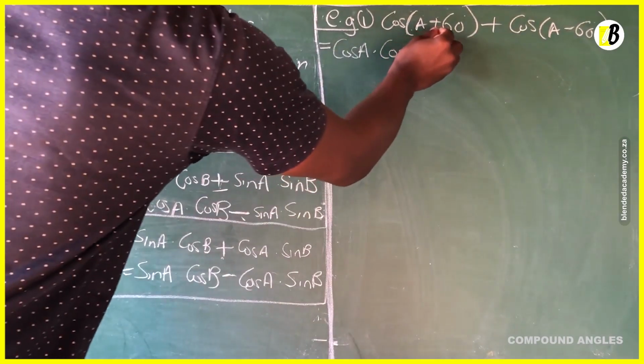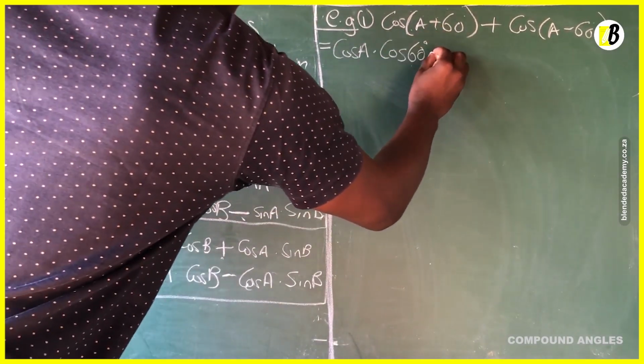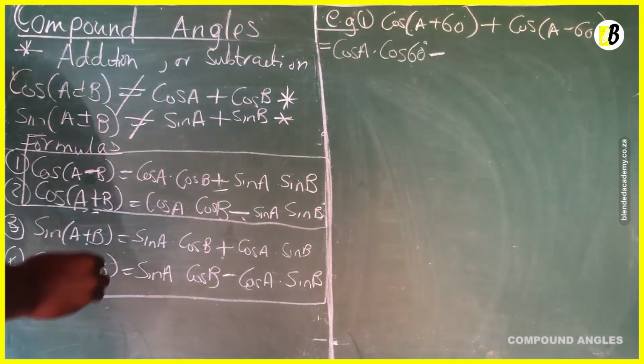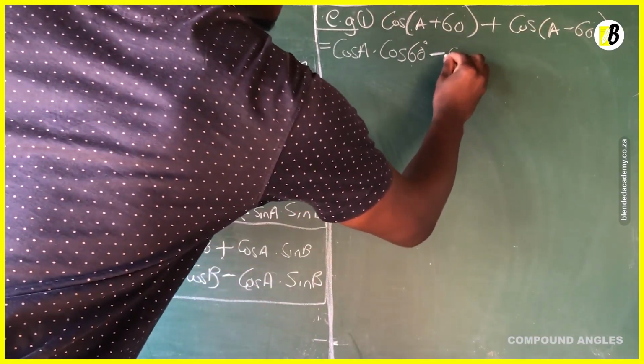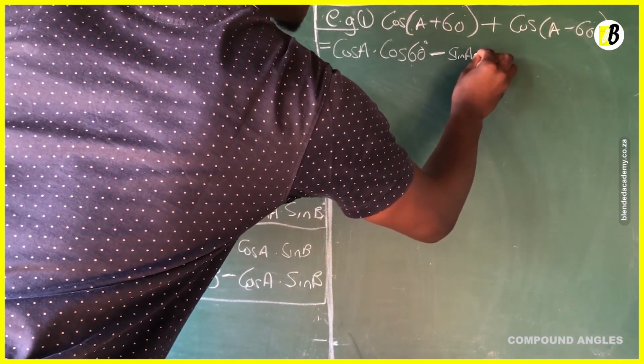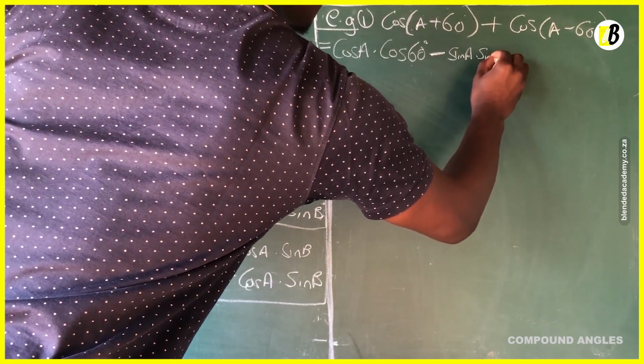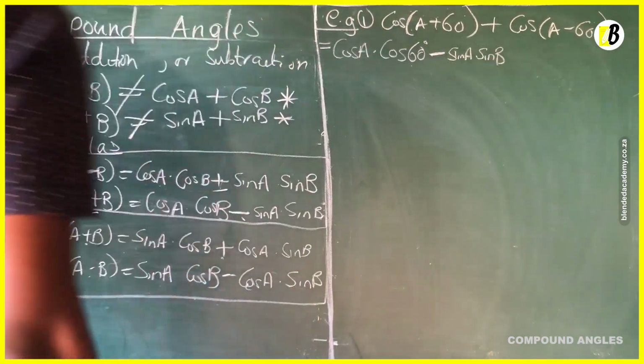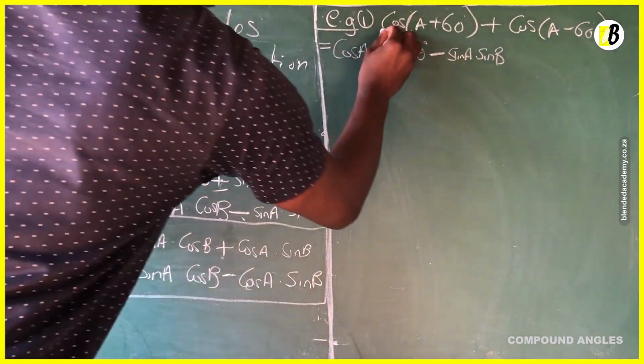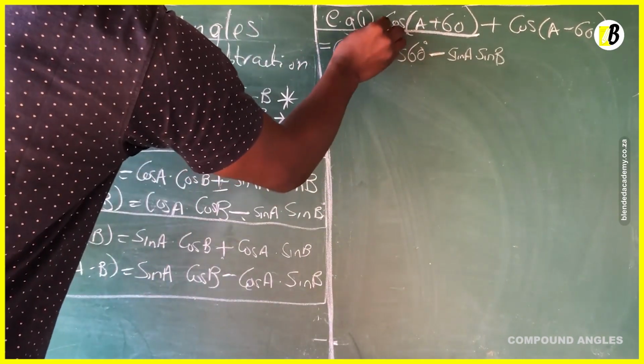And then remember that if it's a plus, it's going to be a negative when we're dealing with cos. Minus sine A multiplied by sine B. So we're dealing with this first part. This is the first part right here.